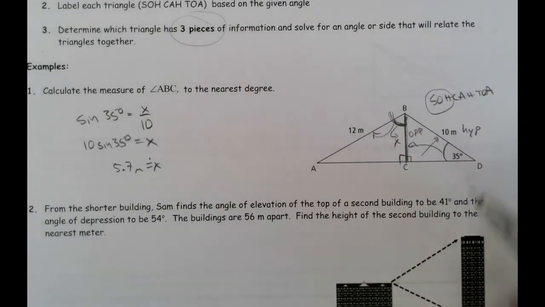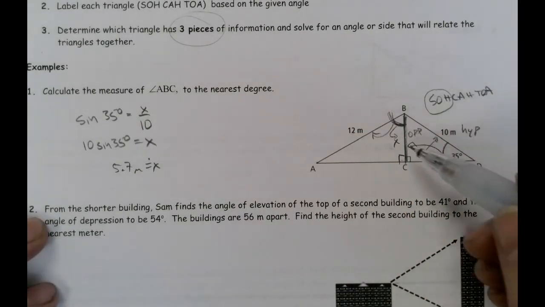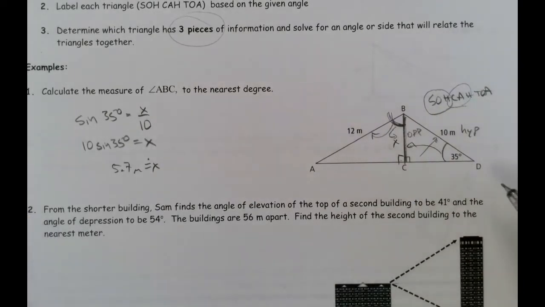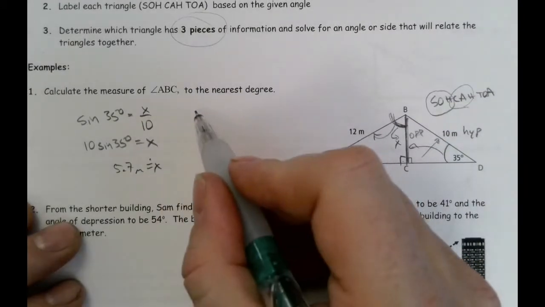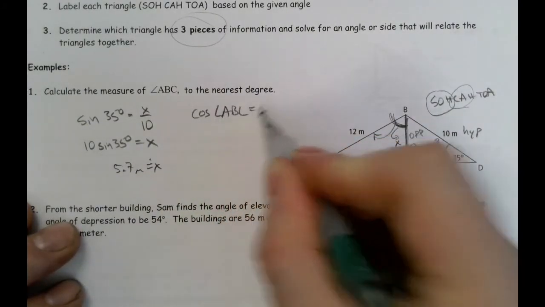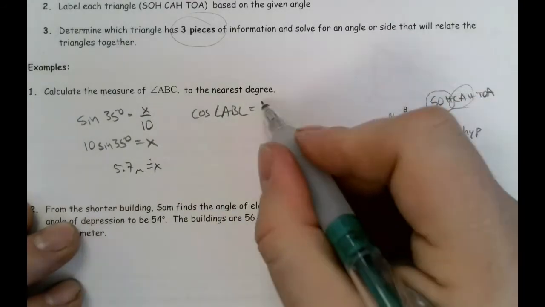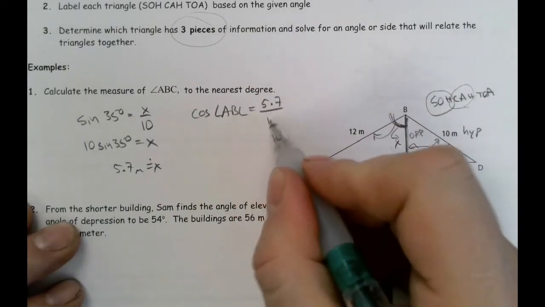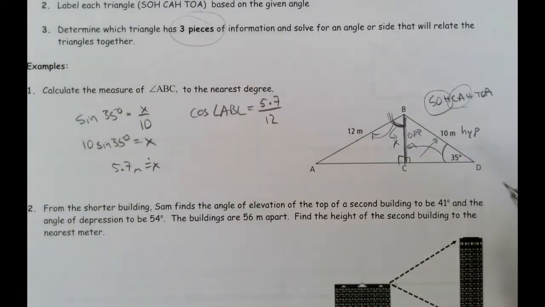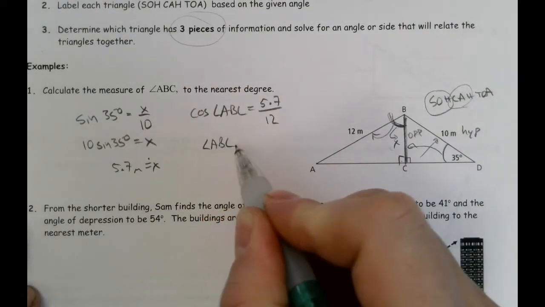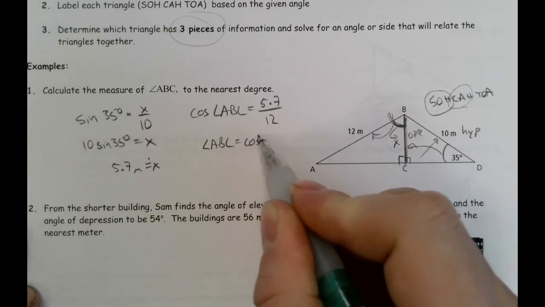So what trig function puts together the adjacent and the hypotenuse? Well, I look at SOHCAHTOA, and it's going to be cosine. So the cosine of my angle ABC is going to equal my adjacent, 5.7, divided by the hypotenuse, 12. Now, remember that it's the angle that I don't know here, so I'm going to have to use my inverse trig function, so that'll be the inverse cosine of 5.7 over 12.